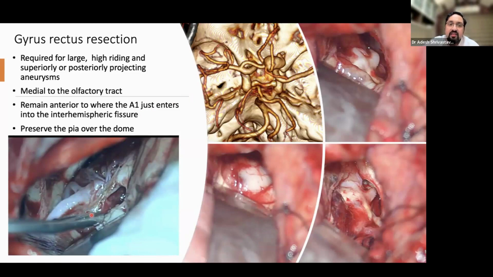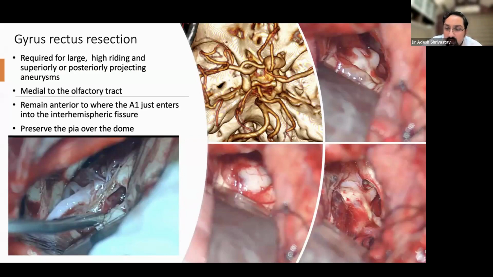So the idea is, as Dr. Jayanan very correctly said, we have to remove that tether, because any retraction with that tether on the ACOM complex can lead to its rupture and difficulty in further clipping. The only thing we try is to preserve the pia over the dome. Preserving the pia over the dome, probably in ruptured aneurysms, prevents the inadvertent intraoperative uncontrolled rupture of the aneurysm.